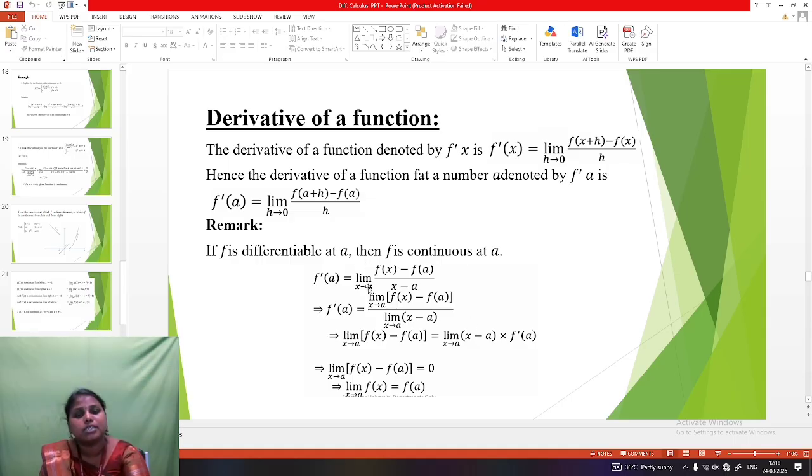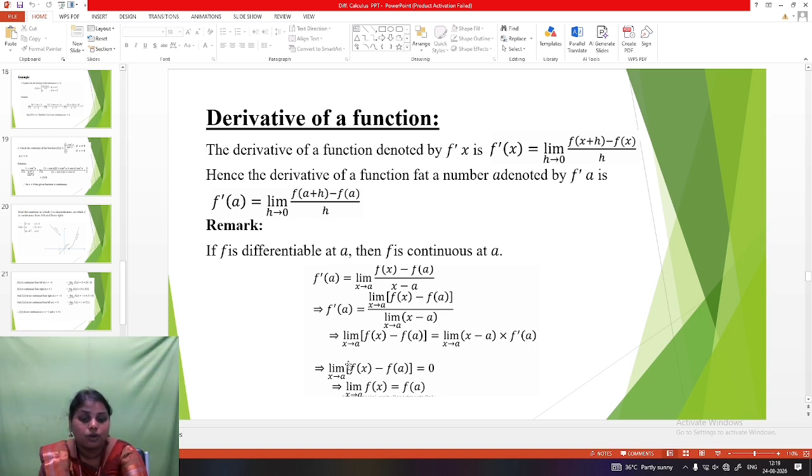f dash of a equals limit x tends to a, f of x minus f of a divided by x minus a. Apply the limit to the numerator and denominator individually. Limit x tends to a of f of x minus f of a, divided by limit x tends to a of x minus a. So limit x tends to a of f of x minus f of a equals f dash of a times some constant, so equal to 0, some constant value. So the answer is limit x tends to a of f of x equals f of a.